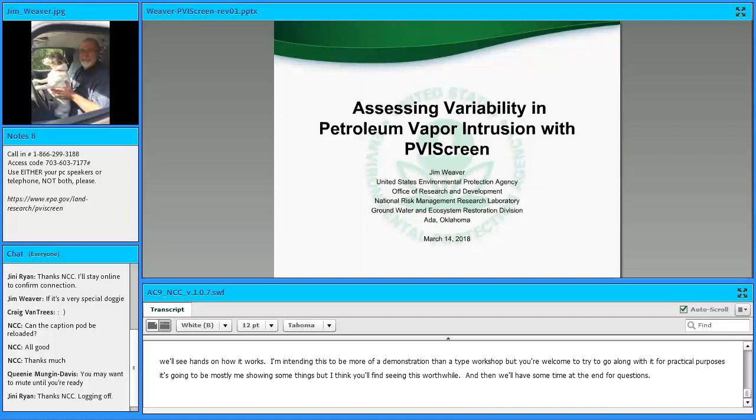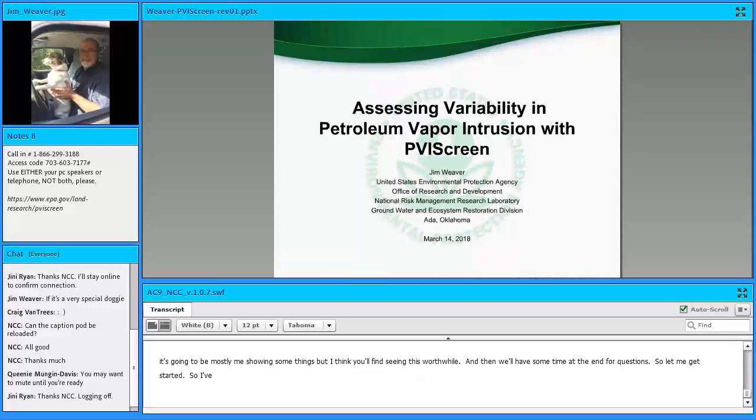So I've titled this Assessing Variability in Petroleum Vapor Intrusion with PVIScreen, so that really my focus is on how do we assess this variability rather than focus on the model. But of course we will talk about the model as we go.